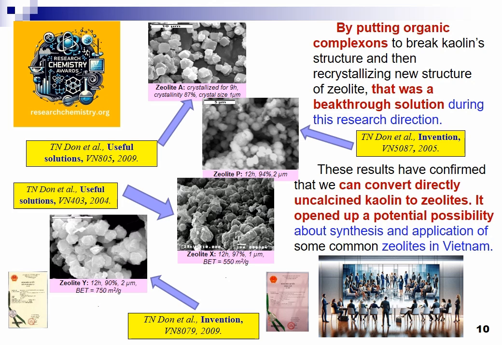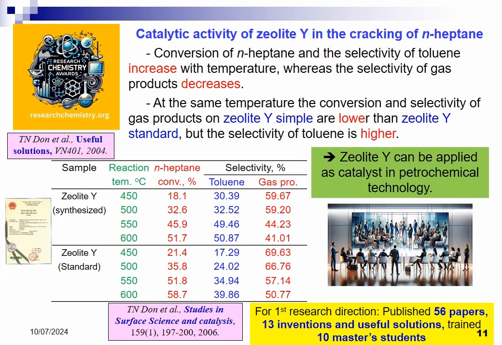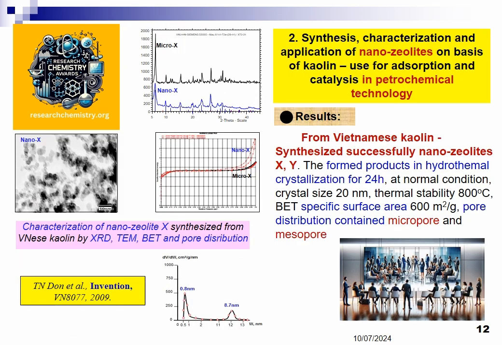Catalytic activities of zeolites in the cracking of n-heptane: the conversion of n-heptane and the selectivity of toluene increase with temperature, whereas the selectivity of gas products decreases. At the same temperatures, the conversions and selectivities of gas products on the zeolite sample are lower than on the standard zeolite, but the selectivity to toluene is higher.